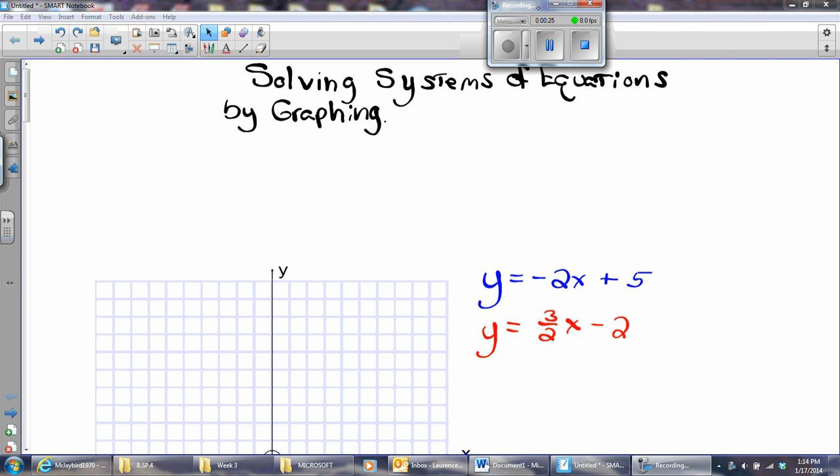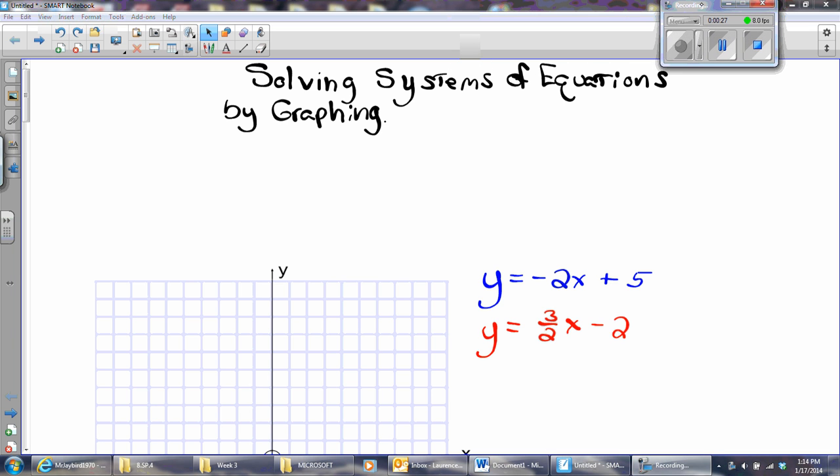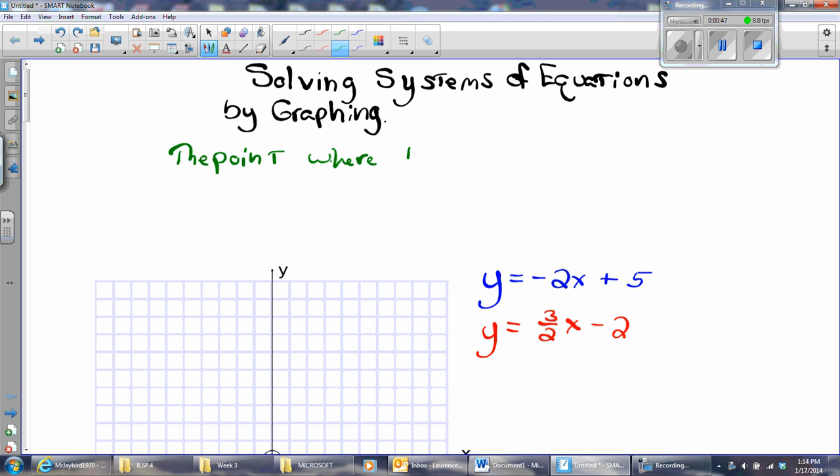Anyway, today we are solving systems of equations by graphing. And these systems, all it's a fancy way of saying is more than one equation at a time. And what we're after is the place where they cross. Okay? We're looking for the point where the equations would cross on a graph.